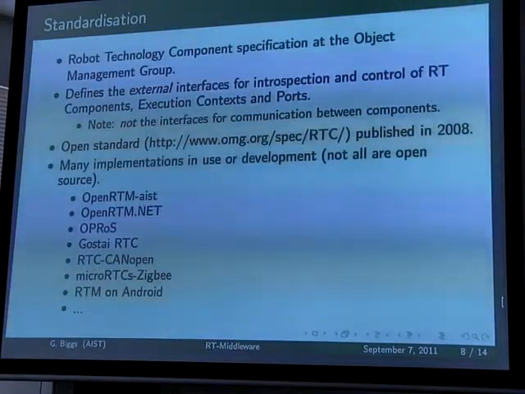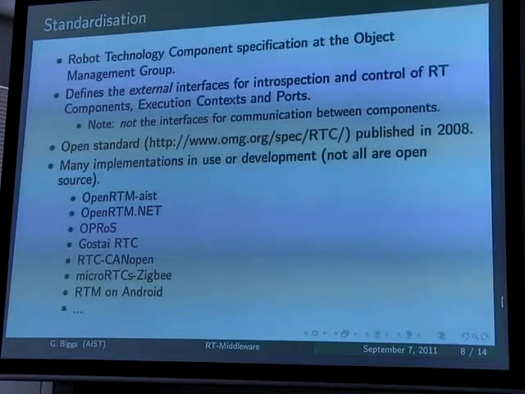So I mentioned that the component model in OpenRTM has been standardized. So this is the Robot Technology Component Specification. It's at the Object Management Group. They do a lot of standards for object-oriented systems. For example, Corba is one of their standards, and so is UML, SysML, and DDS, all OMG standards.